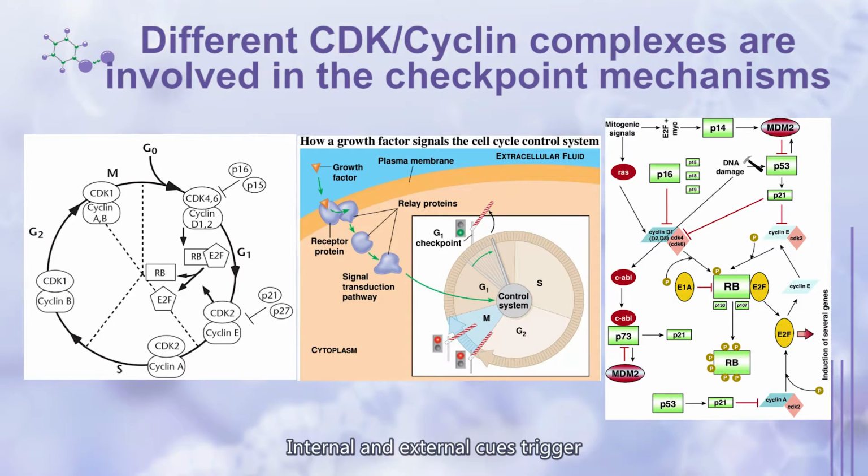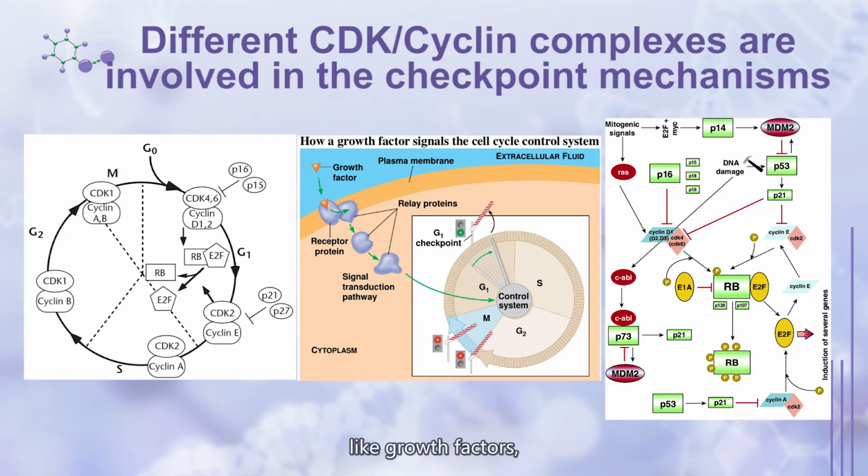Internal and external cues trigger signaling pathways inside the cell that activate or inactivate a set of core proteins that move the cell cycle forward. CDKs, cyclins, and the APC are direct regulators of cell cycle transitions, but they aren't always in the driver's seat. Instead, they respond to the cues from inside and outside the cell. These cues influence activity of the core regulators to determine whether the cell moves forward in the cell cycle.